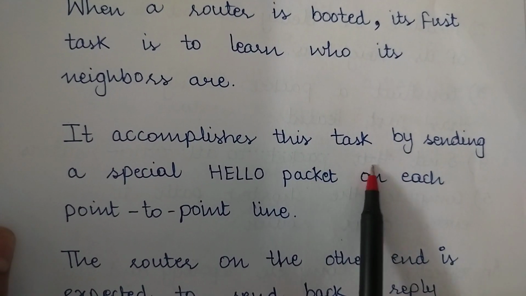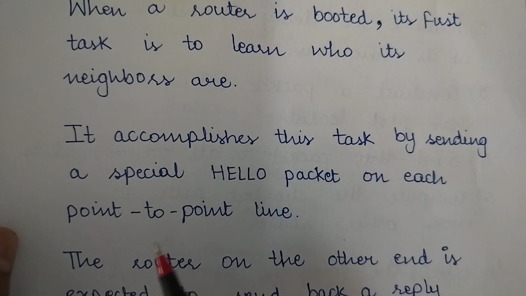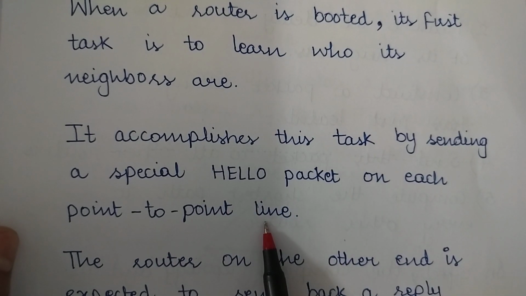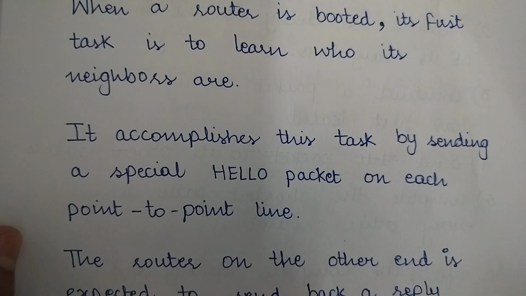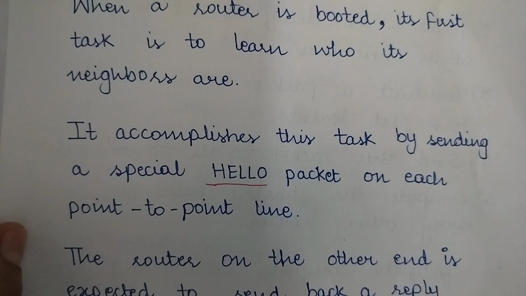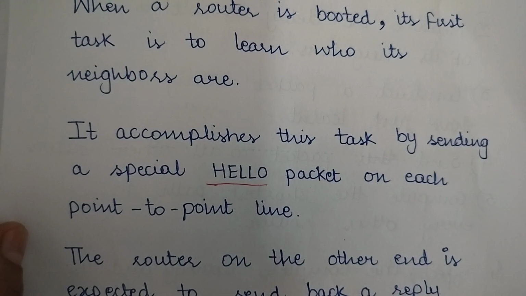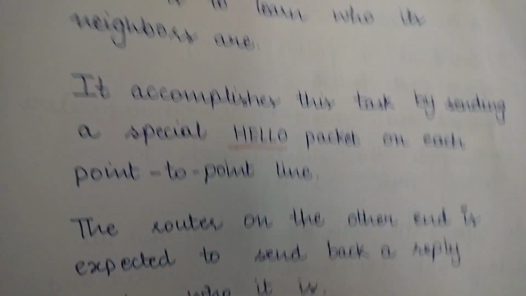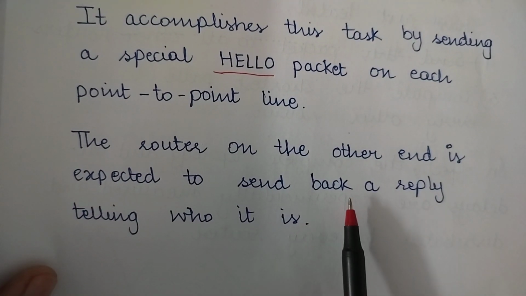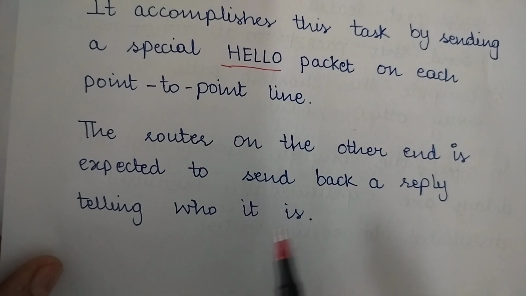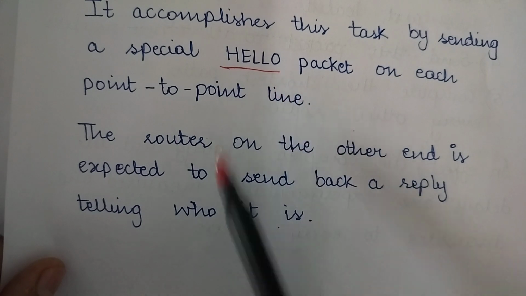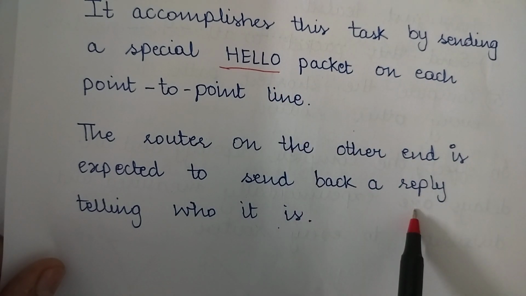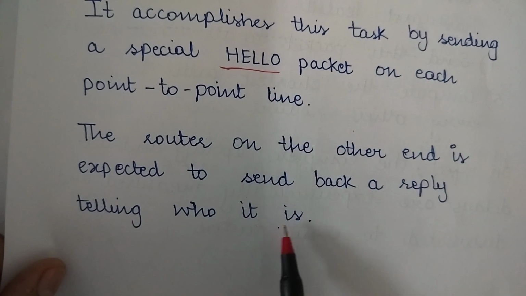It accomplishes this task by sending a special hello packet on each point-to-point line. How does the router learn about all its neighbors? It sends a special packet known as the hello packet on each point-to-point line. The router on the other end is expected to send back a reply telling who it is. So when the routers on the other end receive the hello packet, they send back a reply in which they tell who they are.